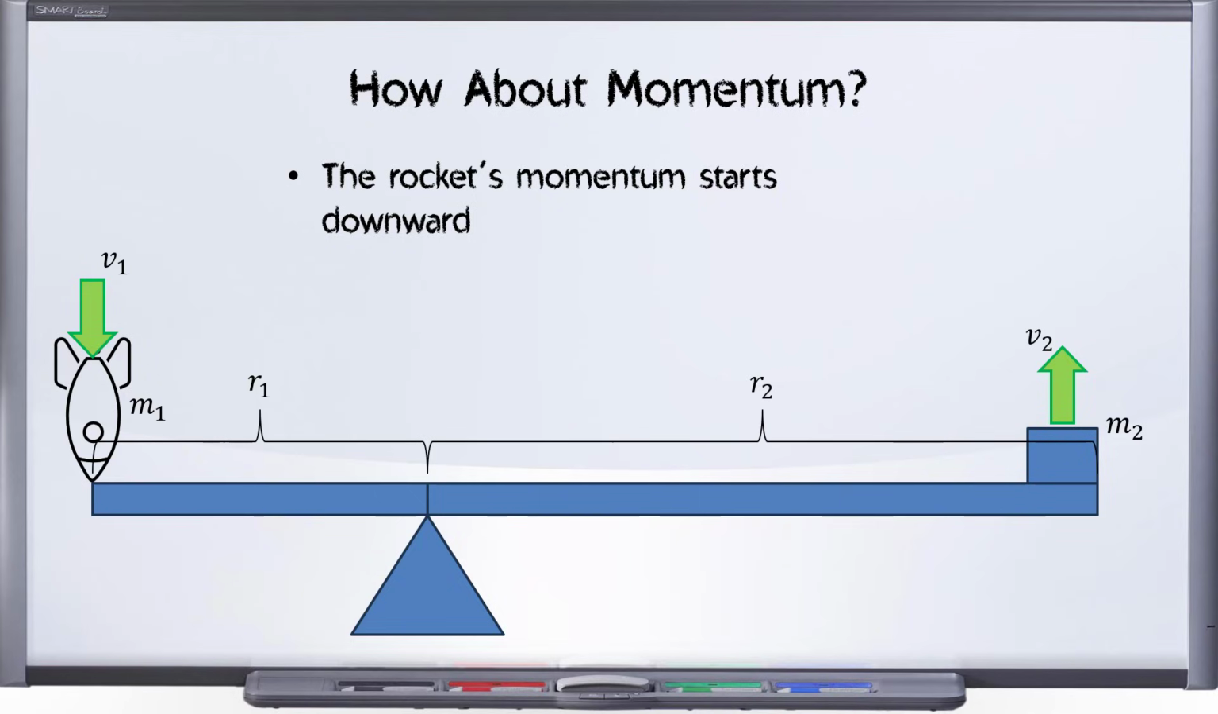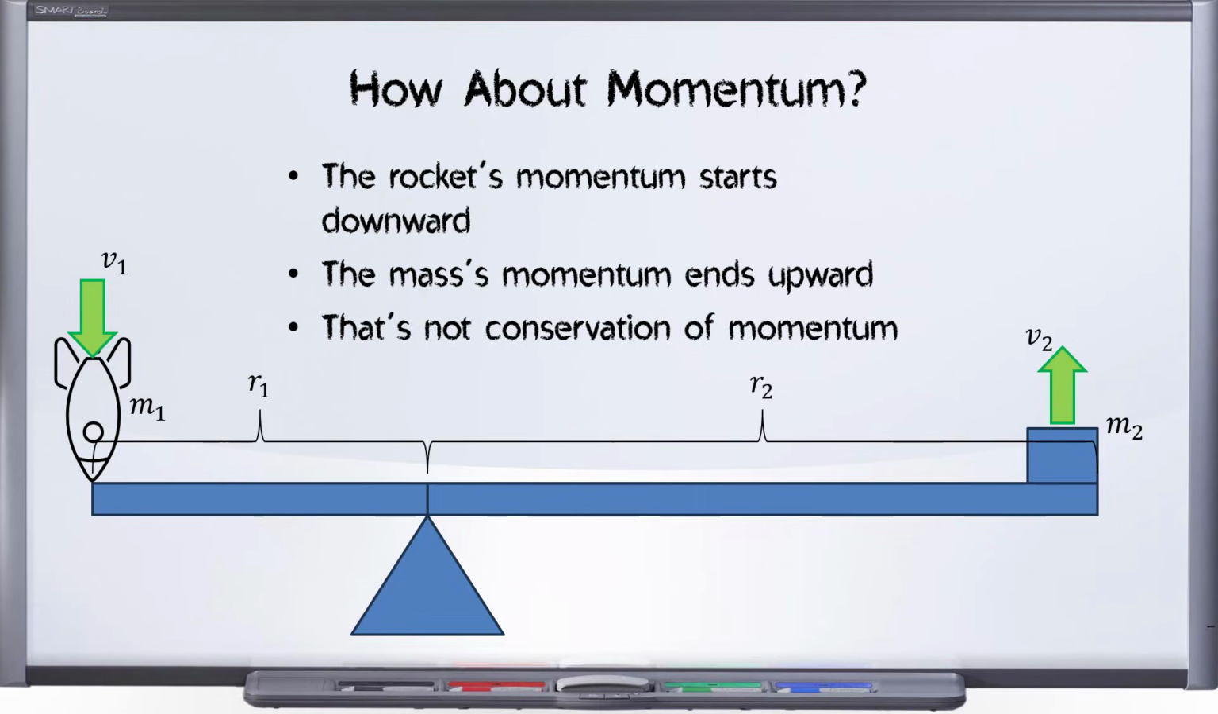Let's take a look at the momentum. The rocket's momentum was pointed down when we started, and all that momentum is transferred somewhere. The mass's momentum starts at zero, but that ends up going upwards. So that's not a conservation of momentum. That's a reversal of momentum. We took momentum that started going down and ended up with momentum going up. That momentum has been reflected. That's not been conserved. Of course, conservation of momentum is a law, and momentum must be conserved.